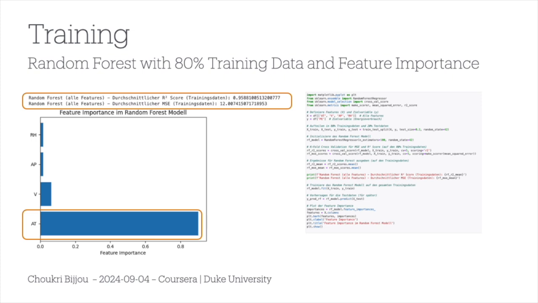After starting the training of the random forest and displaying the R-squared score, the MSE metric, and the feature importance chart, we can conduct a clear analysis of the results. Our output shows an MSE value of 12. The R-squared score is 0.96, which proves that the model is very powerful. The feature importance bar chart shows that the ambient temperature AT accounts for about 90% of the model's predictive power. On the other hand, the remaining features have an insignificant impact on the prediction of the electrical power output.